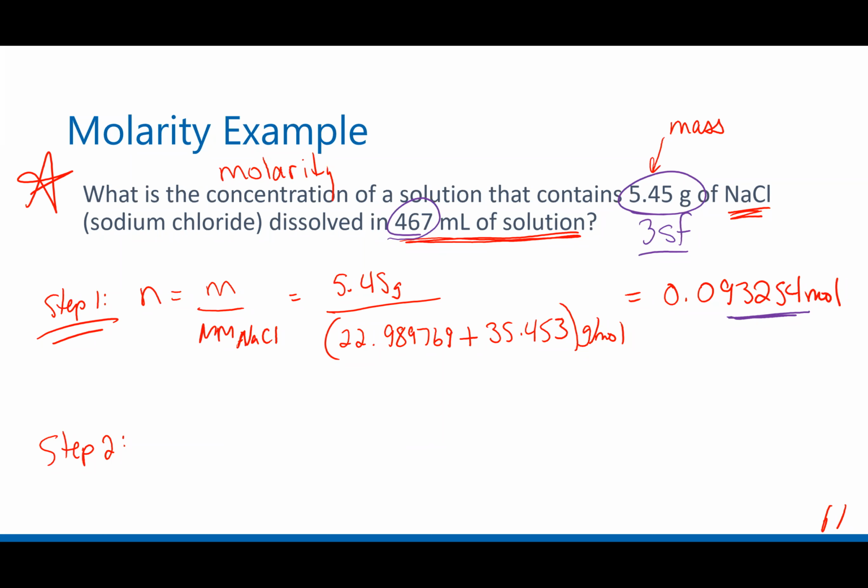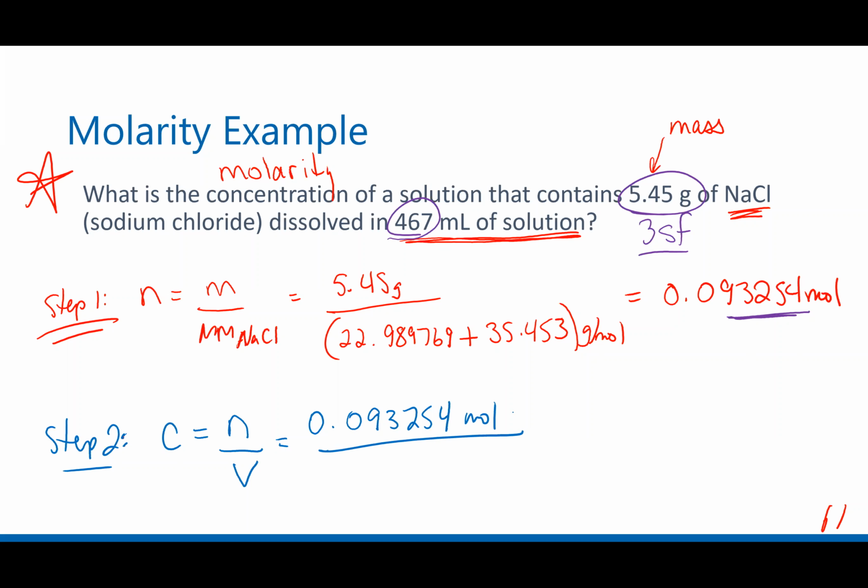Okay, so step number 2. Step number 2 also has a hidden kind of calculation in it for you guys to get full marks. So I'm going to do step 2 in blue. Step 2, answer the question. Concentration or molarity is moles of solute over volume of solution. So I take my moles, 0.093254 moles, and I divide it by the volume.